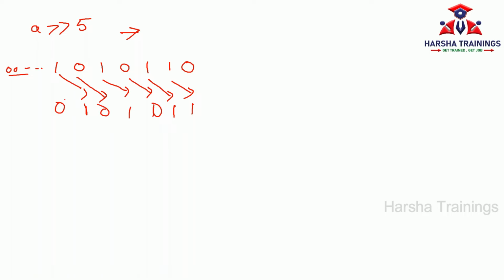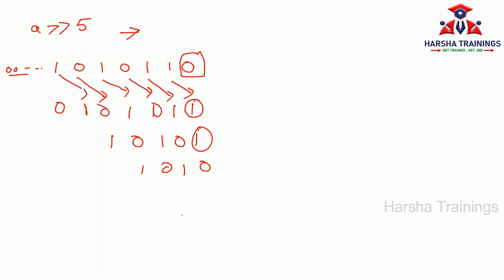And here we are filling with 0. And we lost this value. Suppose if you are moving one more shift, we lost this value. So what is the answer? 1, 0, 1, 0, 1. Suppose if you are performing one more shift operation, 0, 0, 1, 0, 1, like this.